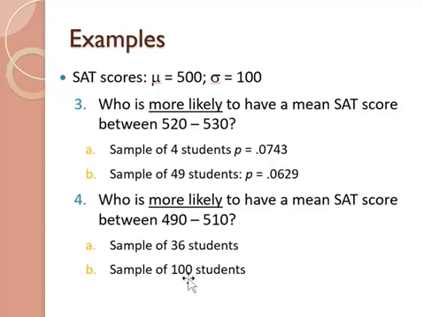With a larger sample size, even though 36 is a fine sample size, 100 is even more. So the larger your sample size, the more your sample mean should approximate your population mean. So we would expect with a larger sample, the mean of that sample should be closer to the population mean than the mean of a smaller sample.